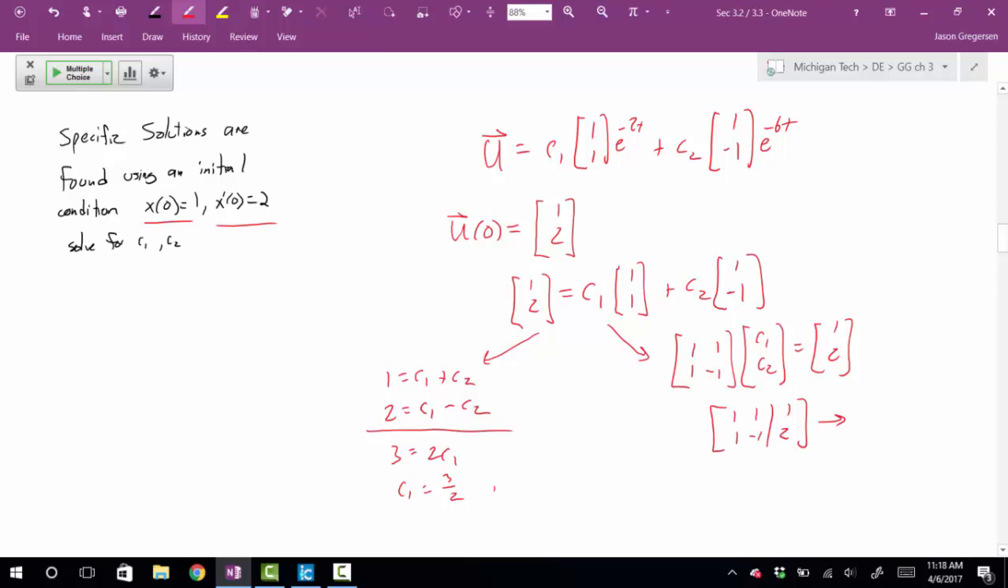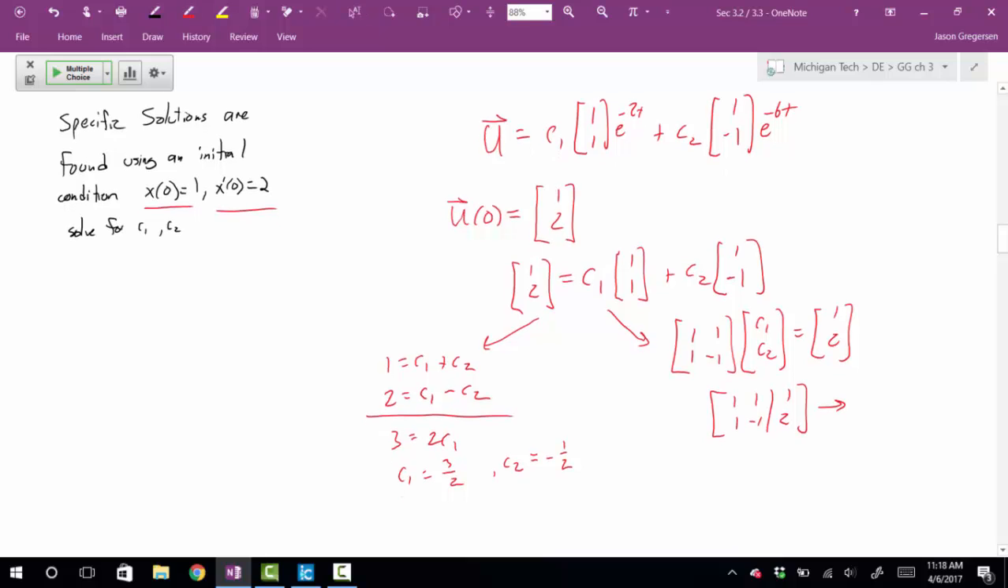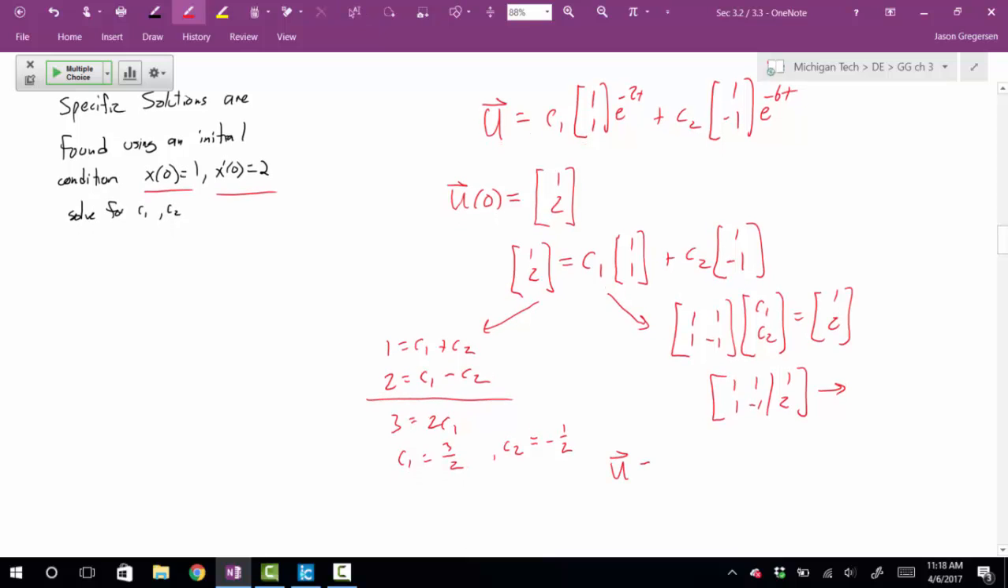We have C1 is equal to 3 halves. Looks like C2 would have to be equal to negative 1/2. Plug them into that first equation. And now I have my values. And I could say my specific solution is going to be 3 halves times the vector 1, 1 e to the negative 2t, minus 1/2 times the vector 1, negative 1 e to the negative 6t. Questions there?